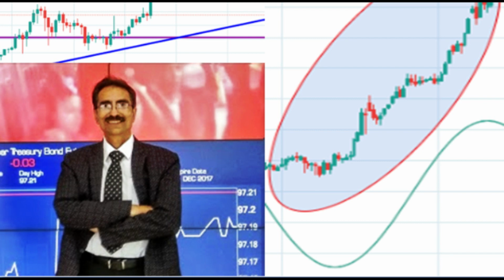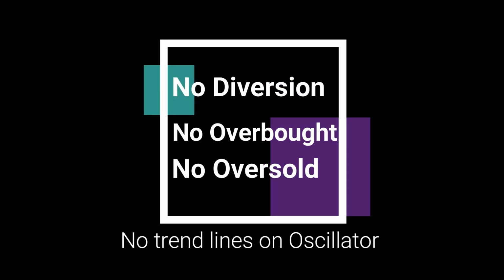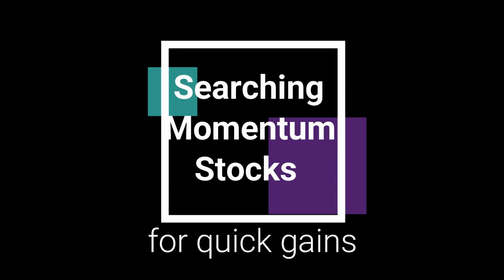Today I am happy to introduce a new course. This new course is unique in many ways. It's based on an oscillator which is the most popular one, so it would not be difficult for students to correlate with the concept. It is an oscillator but will not cover classic concepts, means no divergence, no overbought, no oversold, no trend lines on oscillator.